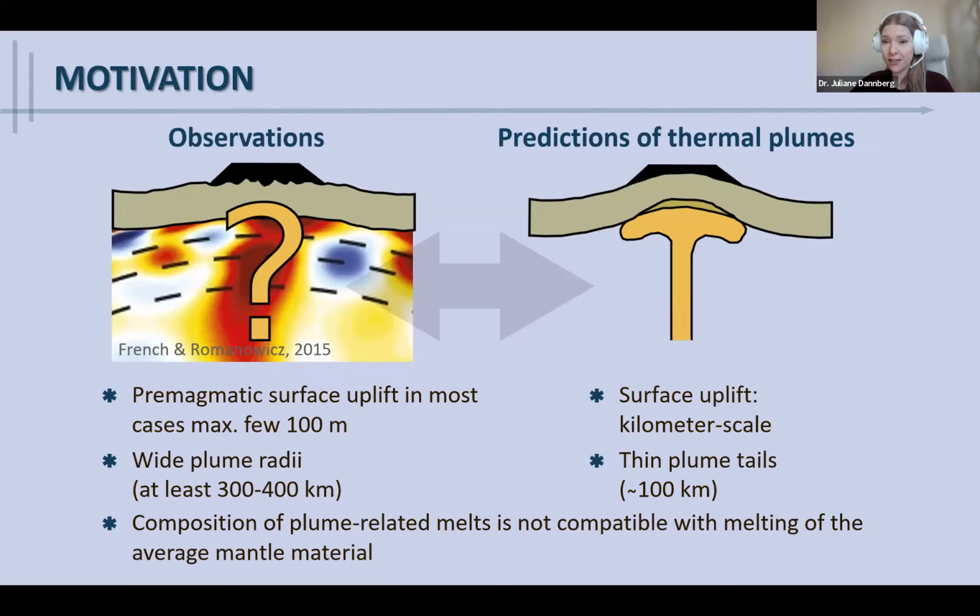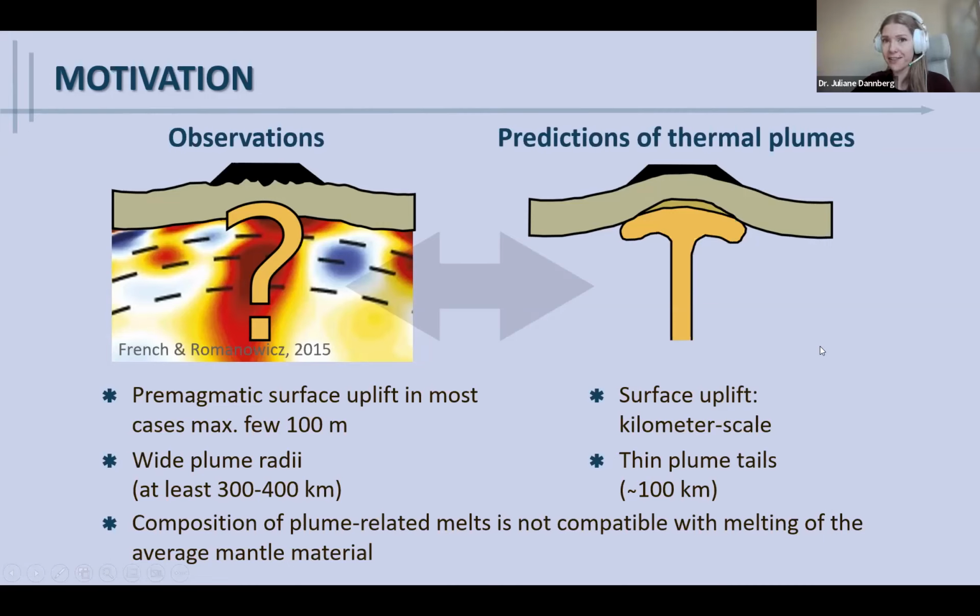But these observations are very different from what the classical thermal plume model would tell us, which would say, well, the surface uplift should be on the scale of kilometers, and it would predict very thin plume tails. In addition, we also know that the composition of plume-related melts is not compatible with melting of the average mantle. And so in other words, what all of these things tell us is, well, most plumes are not the average mantle. Most plumes have some other composition, so they are thermochemical plumes. And the most likely candidate for this different composition is recycled basalt. So recycled material from the core-mantle boundary with a basaltic composition.